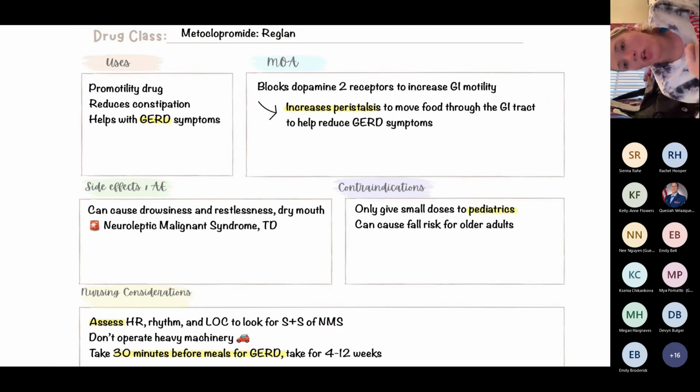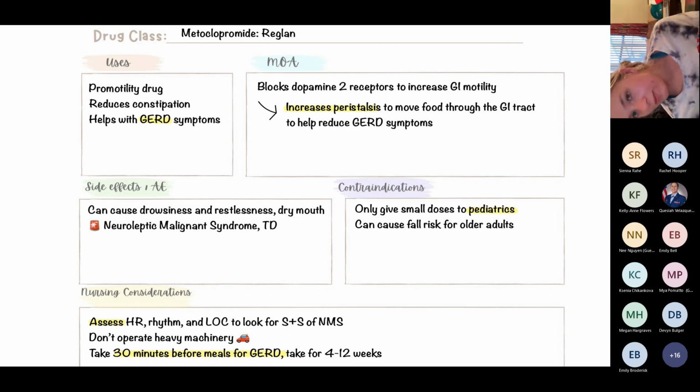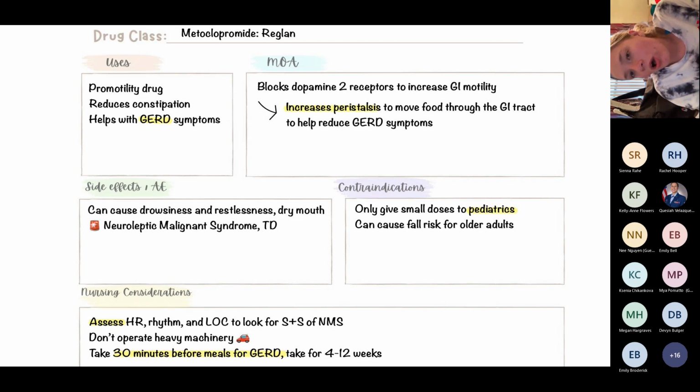Up next, we have metoclopramide. This is a pro-motility drug. It can be used to help with GERD symptoms, and it also helps with constipation because it just moves things along a little bit quicker. It's pro-motility. However, we're doing frequent neuroassessments on these patients because we can have what's called neuroleptic malignant syndrome, okay? So please, please, please assess your heart rate and your level of consciousness. Additionally, we take these medications before meals.